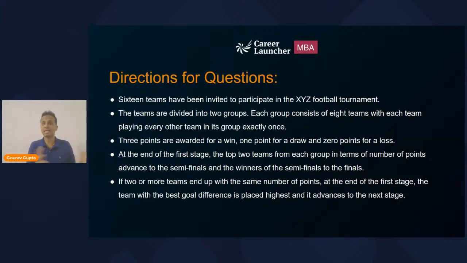Exactly the same thing that happened in the previous question. Now, the third statement: 3 points are awarded for a win, 1 point for a draw, and 0 points for a loss. So, there was no point system that we discussed in that previous set. In the previous set, it was a win or a loss. So, no points were awarded.